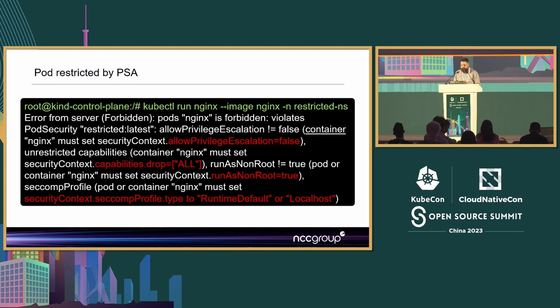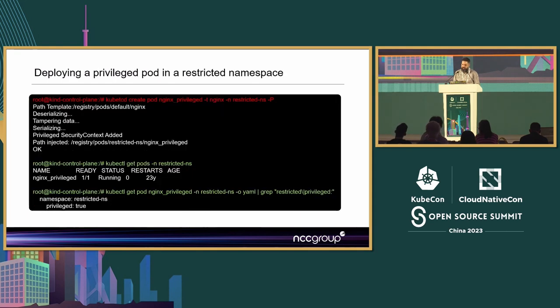And do you think it's possible to deploy a privileged pod in a restricted namespace? Because it is, if we deploy directly through etcd. So here I implemented the privilege flag to turn any template into a privileged one. And as you can see here, we managed to deploy a privileged pod in a restricted namespace by bypassing completely the pod security admissions defined in the namespace.